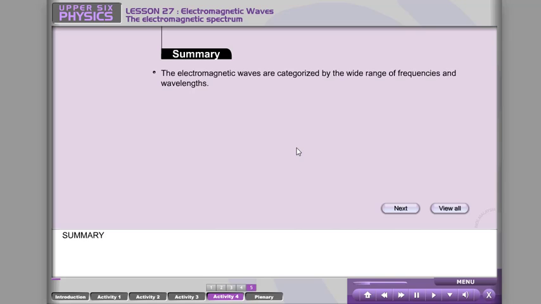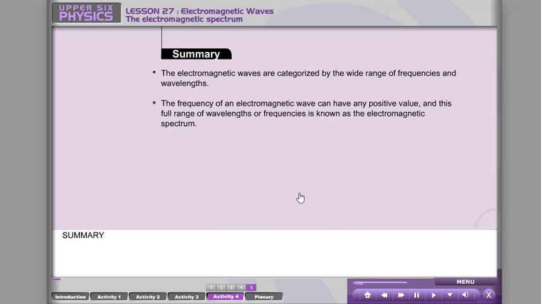Summary. The electromagnetic waves are categorized by the wide range of frequencies and wavelengths. The frequency of an electromagnetic wave can have any positive value, and this full range of wavelengths or frequencies is known as the electromagnetic spectrum.